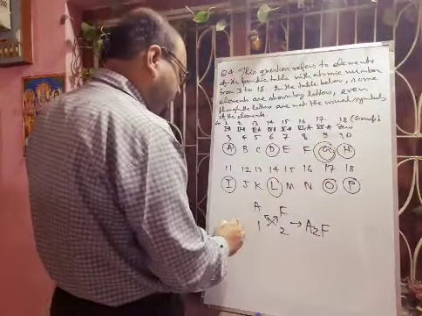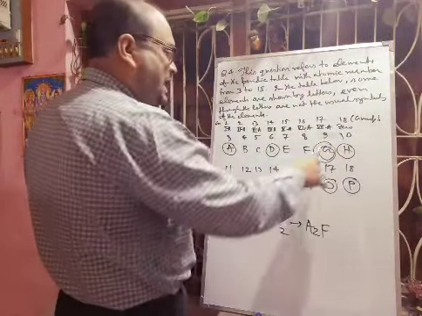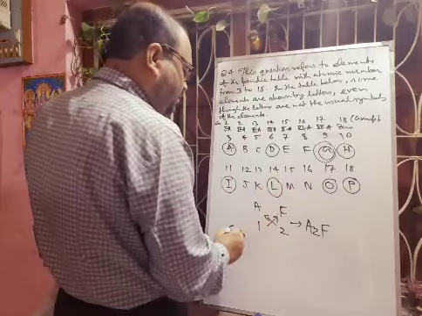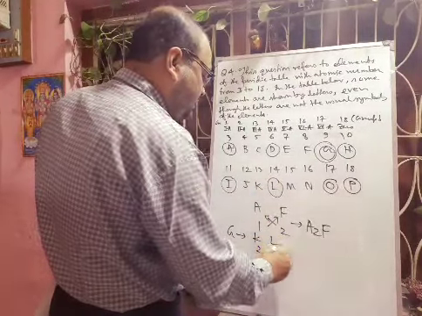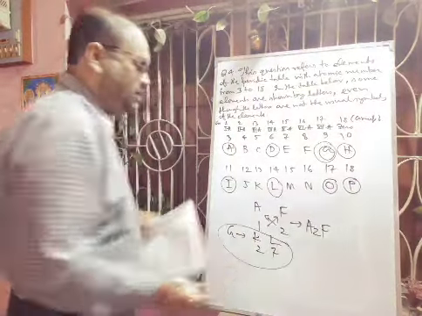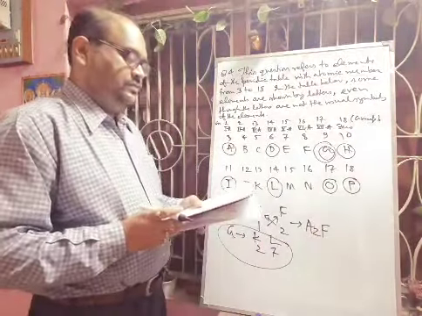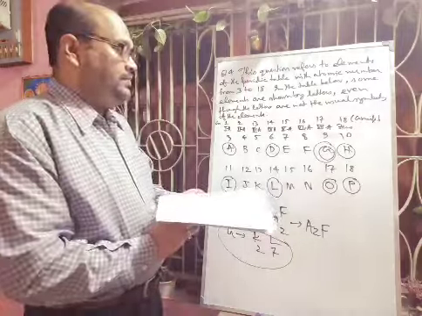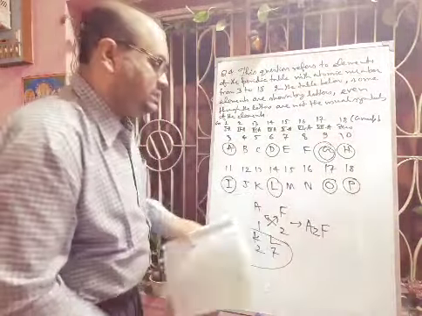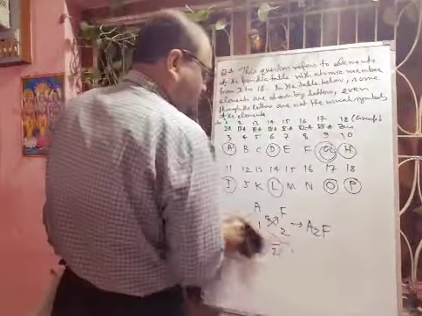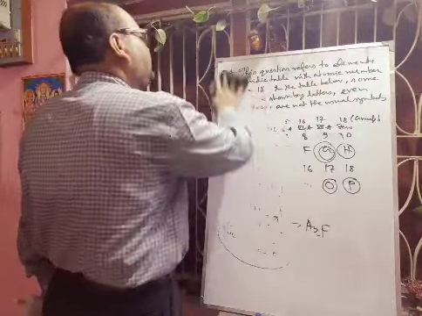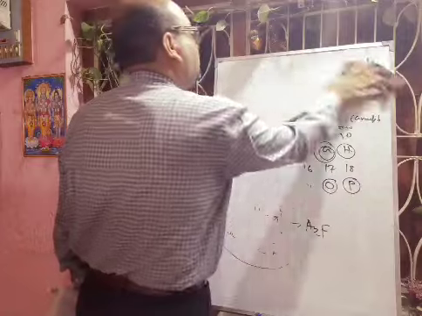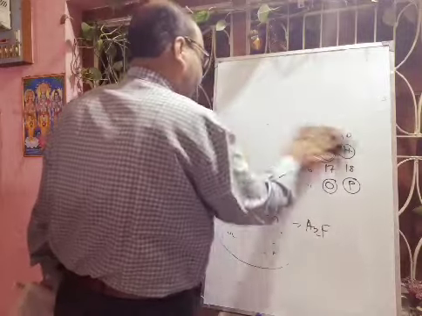So G, how many electrons is there? Its atomic number is 9, so number of electrons will be 9. So K shell there will be 2 electrons and L shell there will be 7 electrons. So this will be the electronic configuration of G. In this way you have to practice the exercise problems, then your understanding will be better and you can easily solve other problems also.